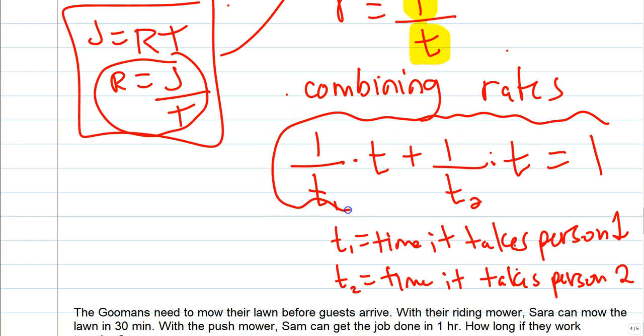There are other ways of explaining this, but I found that this is the most successful, quickest way of getting the answer. So I'll show you how this works with an example. We're going to take 1 divided by the time it takes for person 1, 1 divided by the time it takes for person 2, multiply those by a common time, and figure out how long it takes to get one job done.